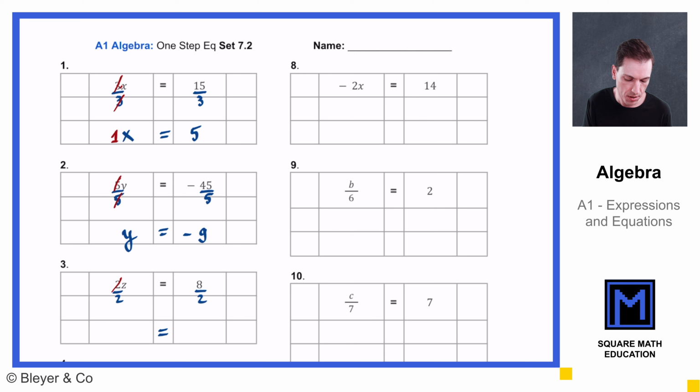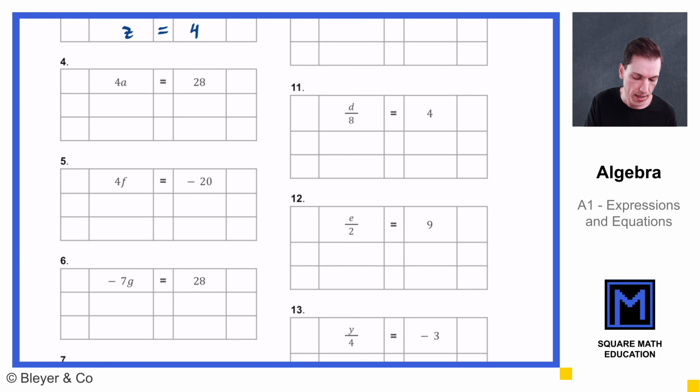2 divided by 2 is 1. 1z, or just z. That is my left hand side. Now let's calculate the right hand side. 8 divided by 2 is 4. And that is my answer. Moving on.